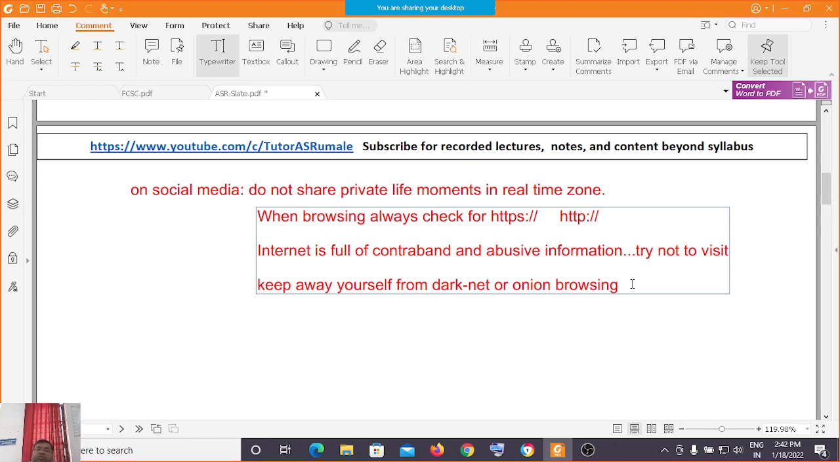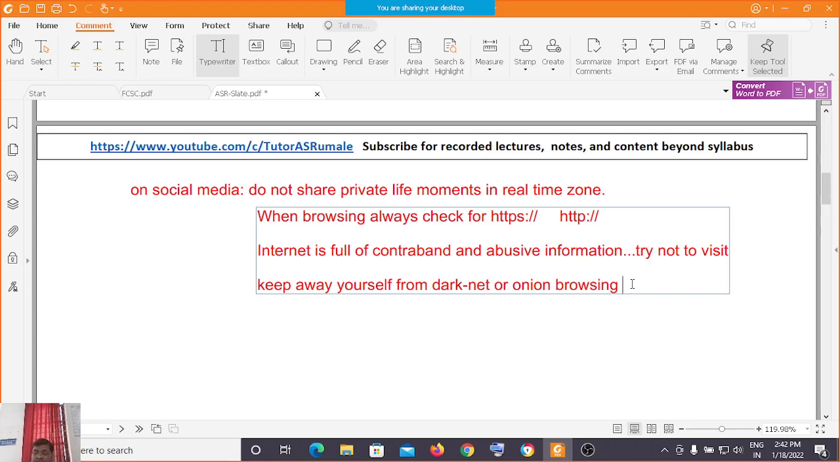Okay, and if you really want to safeguard yourself, first do not share your private life moments unnecessarily on social media in real time. If you want to share, if you have been out somewhere, after two to three days you can share one or two photos, but don't share all the moments.